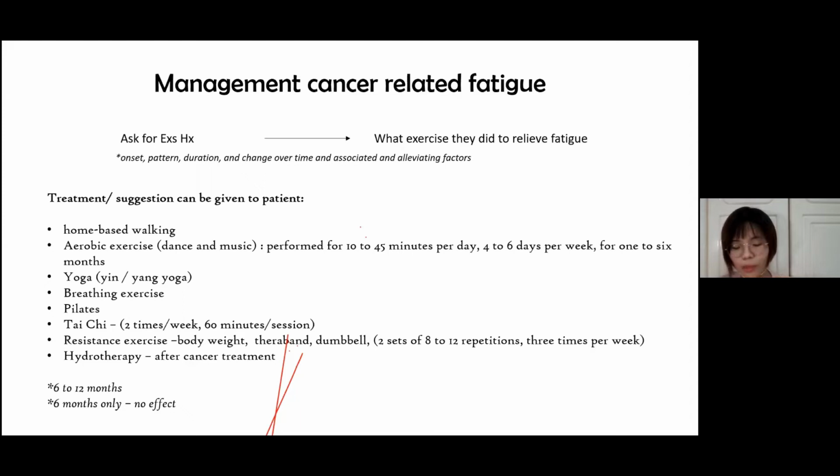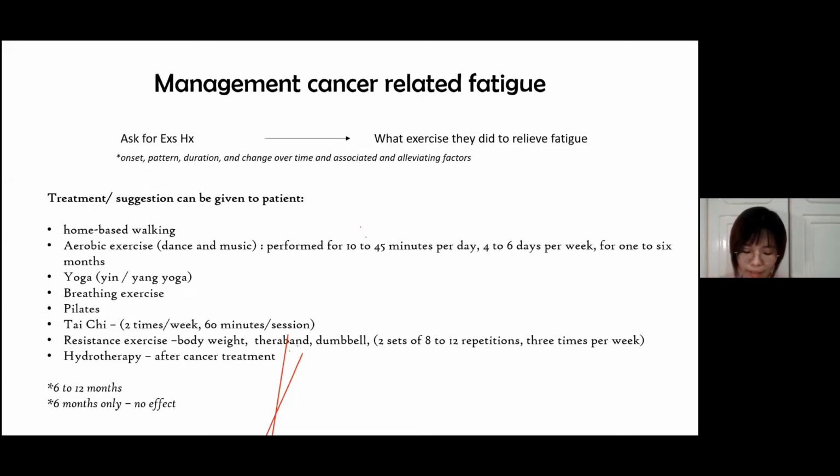So if the patient says that before the cancer, they did a lot of jogging or a lot of outdoor exercise, we need to suggest and educate them to continue exercising, but slowly, using the progression method. So what are the exercise suggestions we can give the patient?